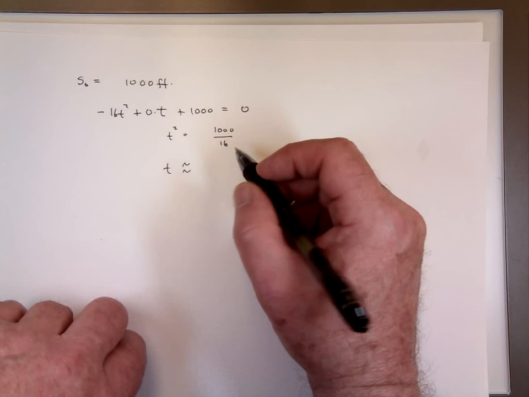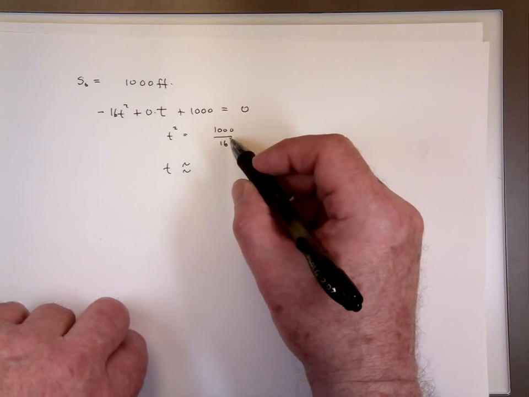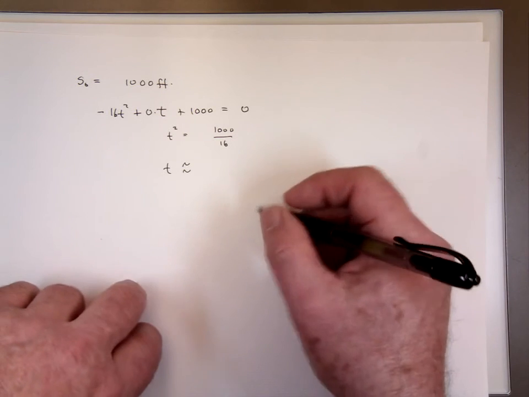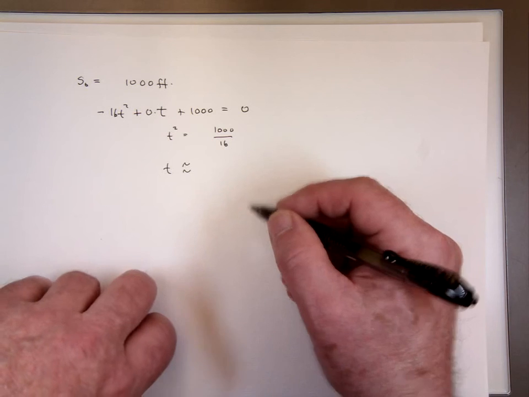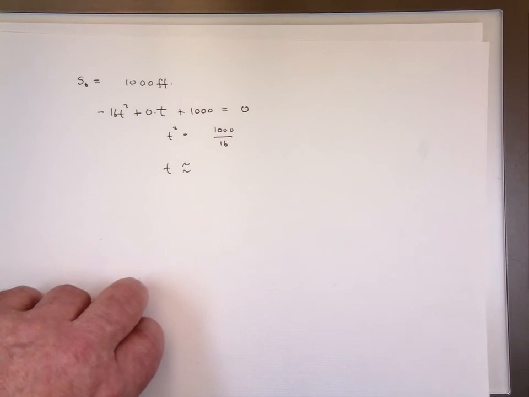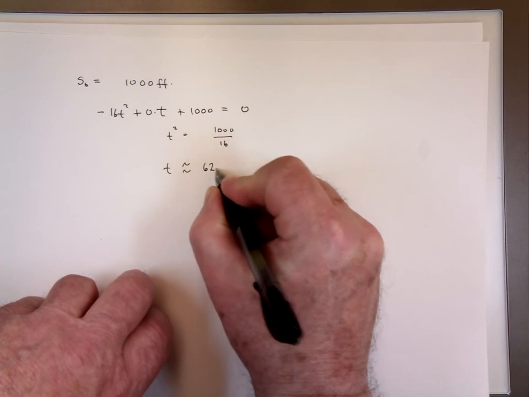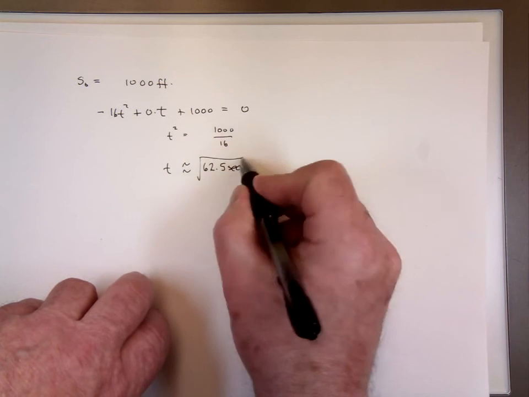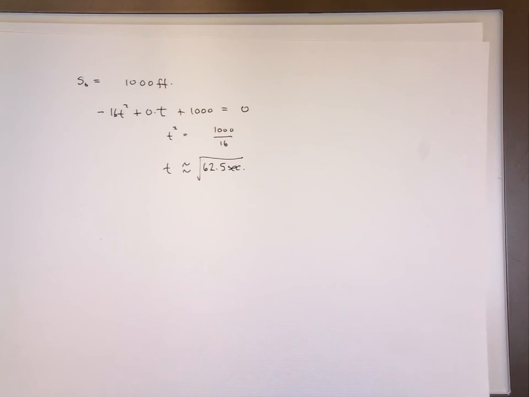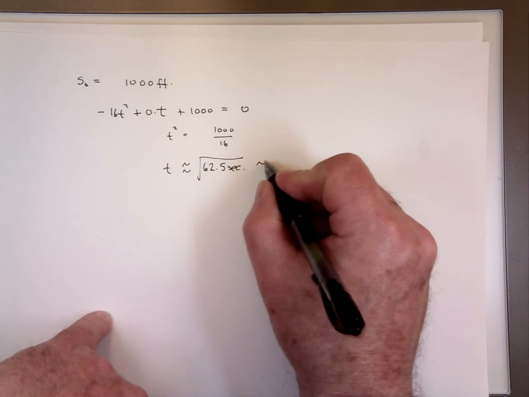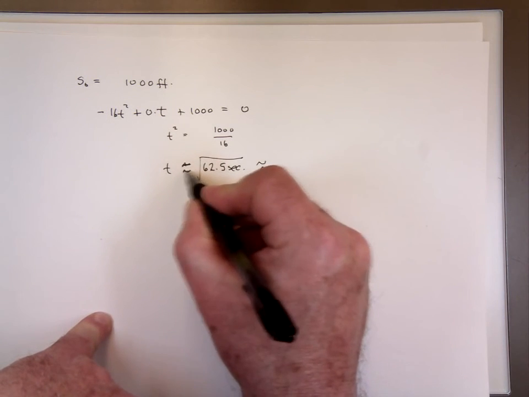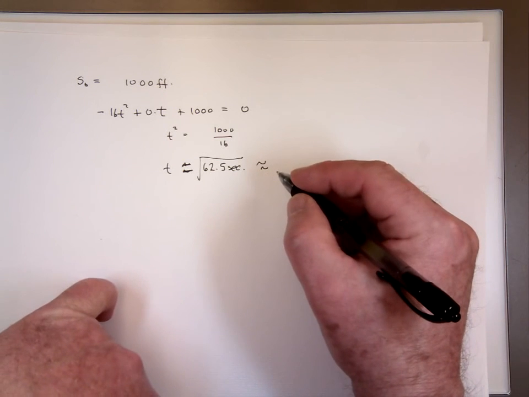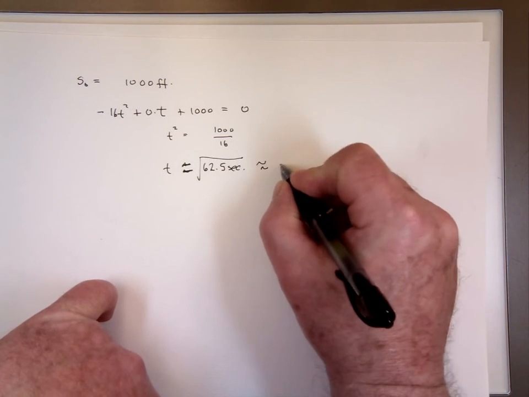1,000 over 16 is equal to, what is that equal to? 62 and a half. Wow, that same 625 thing. That's interesting. But I need to take the square root, right? Because it's not going to be in the air that long, that's for sure. This is exact. Now this is an approximation. What did you get for a time here? 7.9, so it's almost 8. Okay, good deal. 8 seconds in the air. Hey, that's about right.